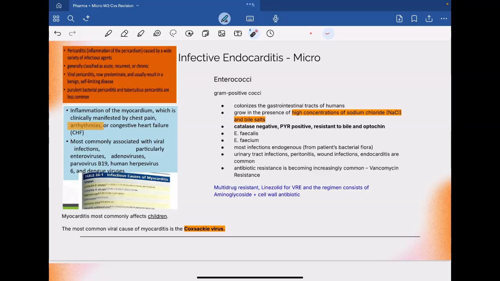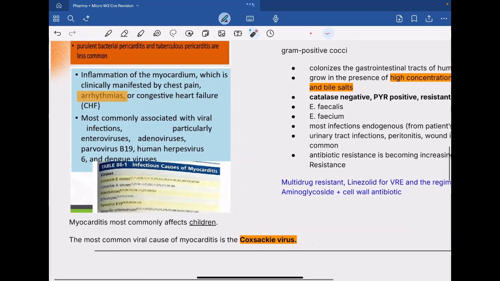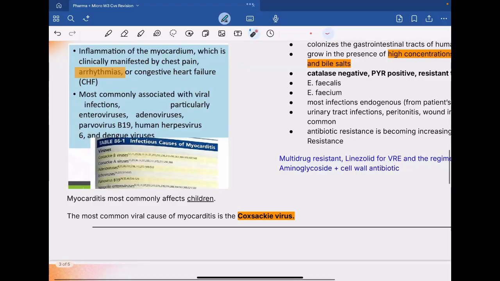For pericarditis, it's inflammation of the pericardium and can be acute, recurrent, or chronic. It can be viral. It's usually a self-limiting disease with viral pericarditis, but bacterial pericarditis is less common. But for bacterial, it's best to give antibiotics.